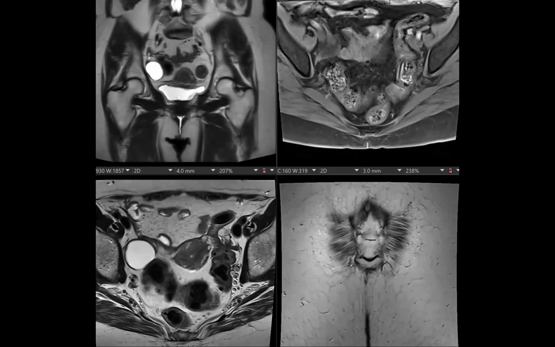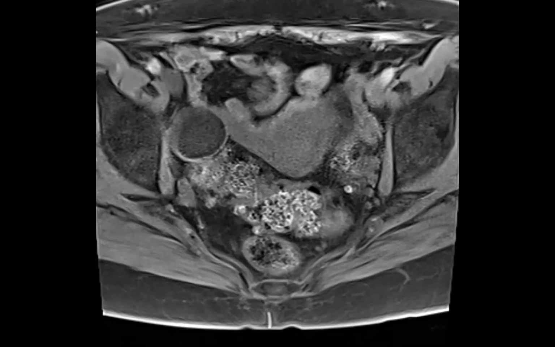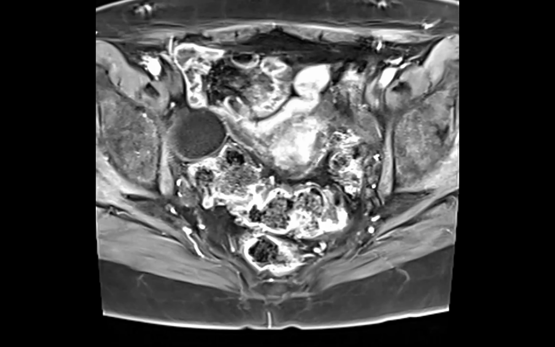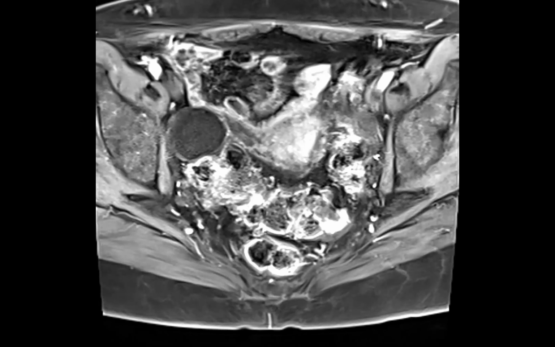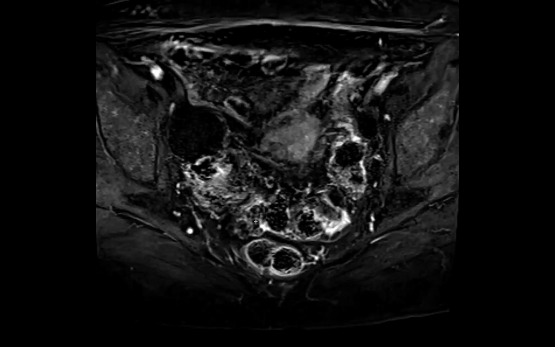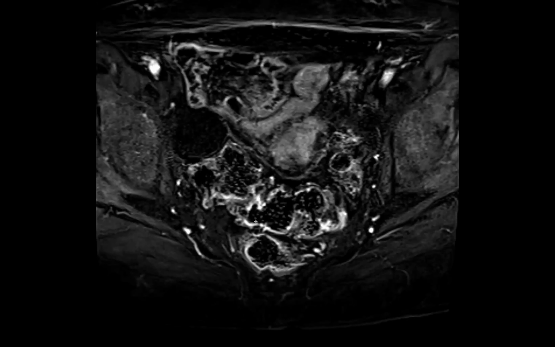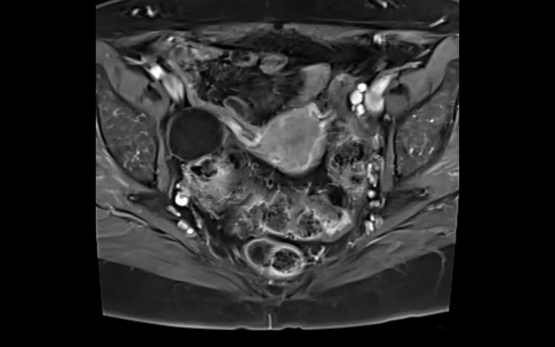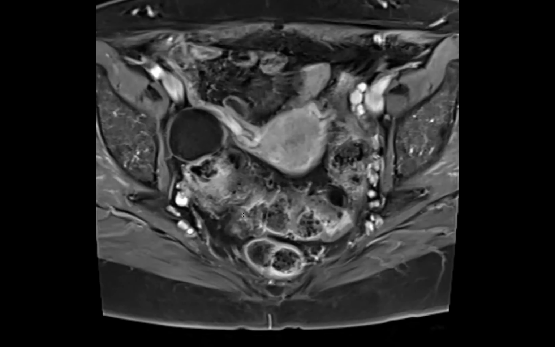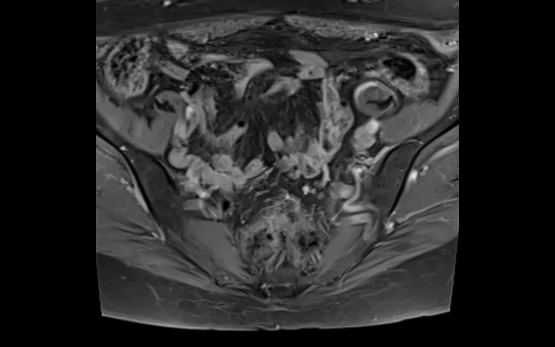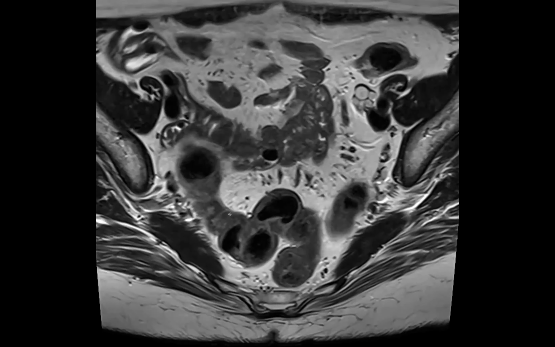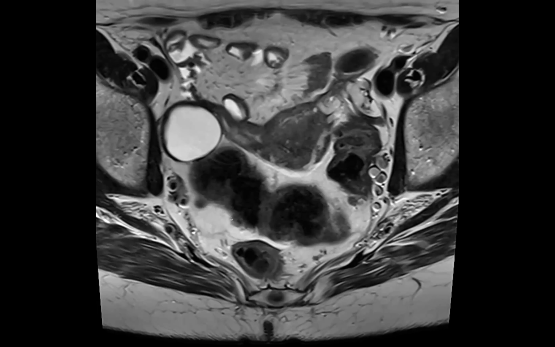Here's the pre-contrast, the arterial phase, and here's your subtraction. And then we did dynamics. Not very exciting, except that on the T2 it had a T2 dark rim, which is unusual for a simple cystic lesion.